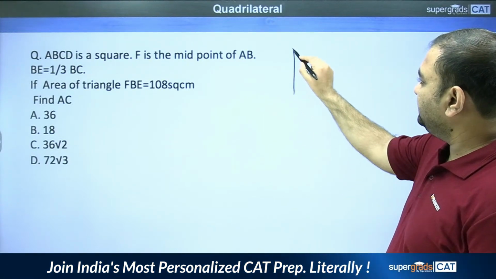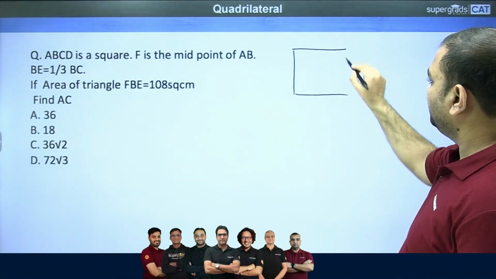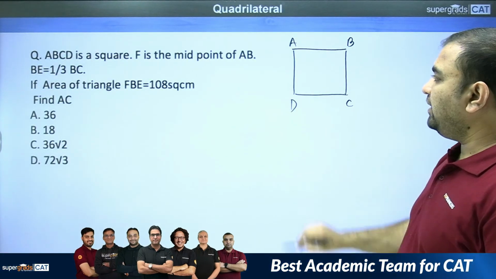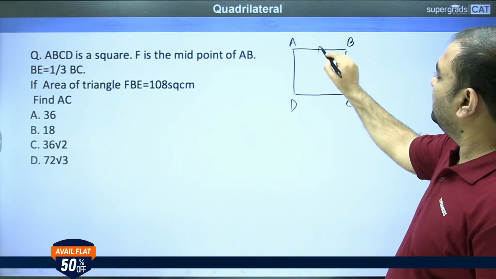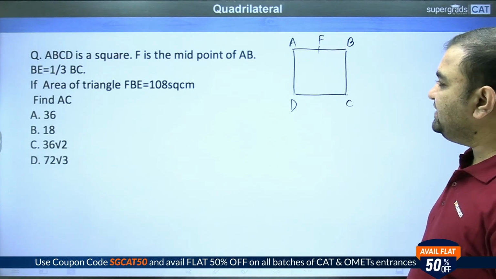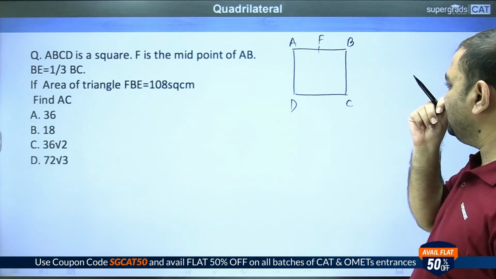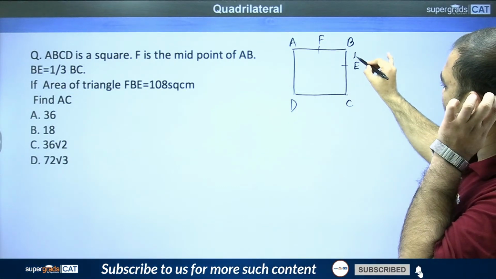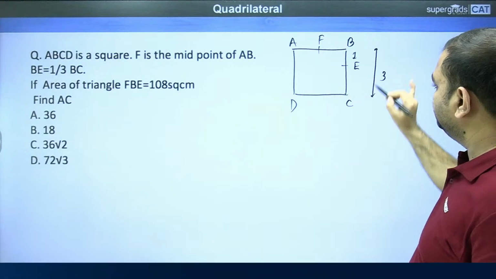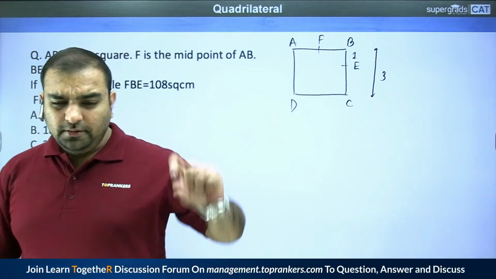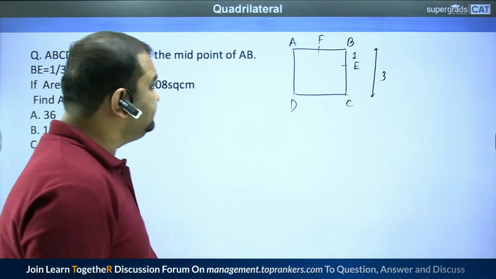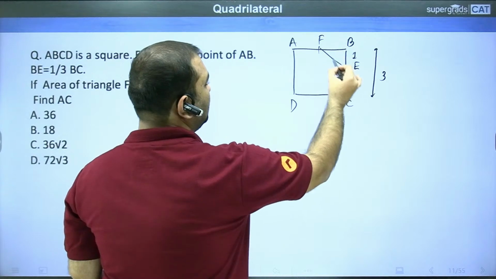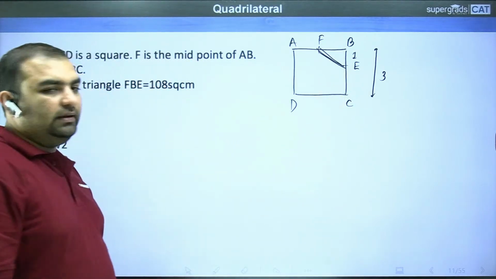एबीसीडी एक स्क्वायर है. ABCD is a square. F is the midpoint of AB. BE is one third of BC. Area of triangle FBE बताया गया है. And they are asking find the value of AC.